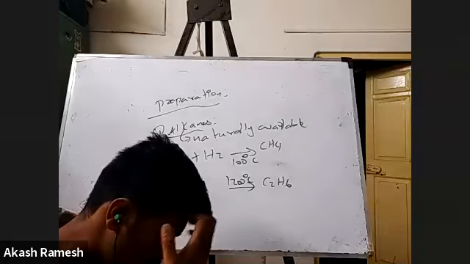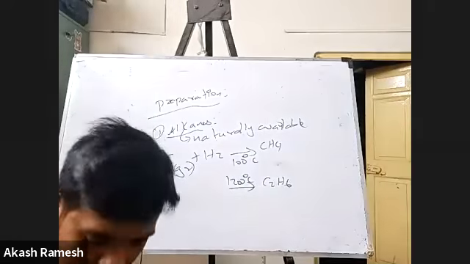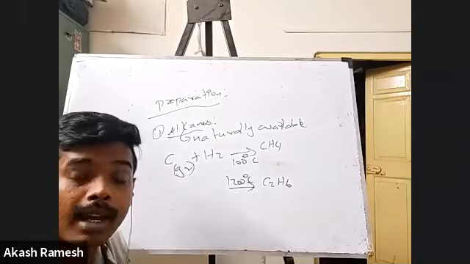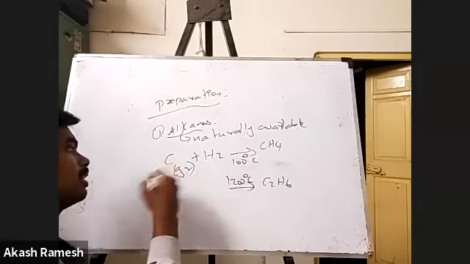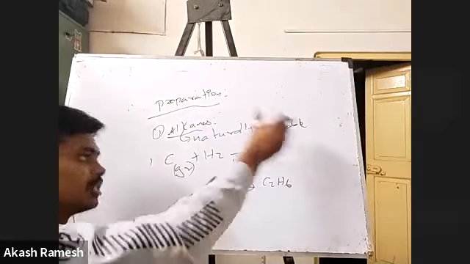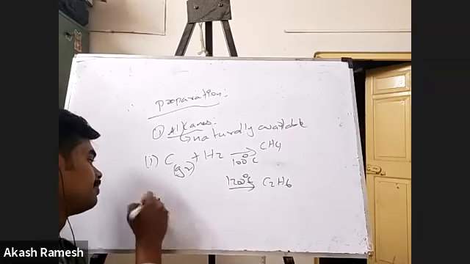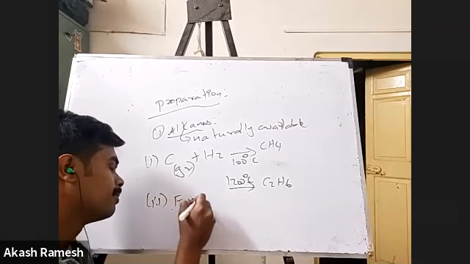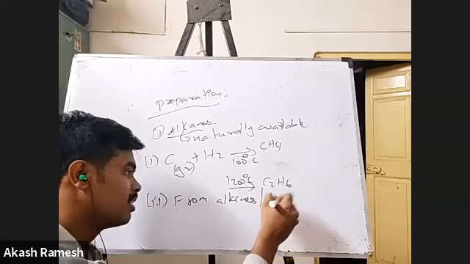Temperature is not much to worry about, right? And then what you can understand is that from alkenes, I will be able to prepare alkanes. So this is the first method, in which the compounds are mostly naturally available. This is the first method. The second method is from alkenes or alkynes.